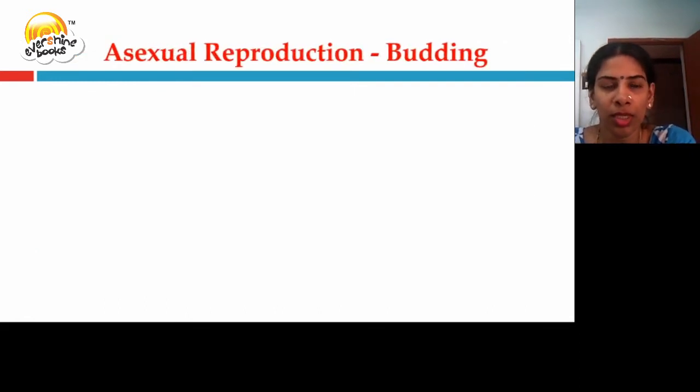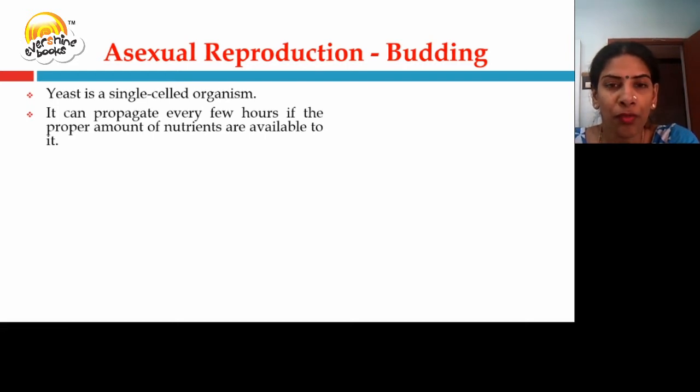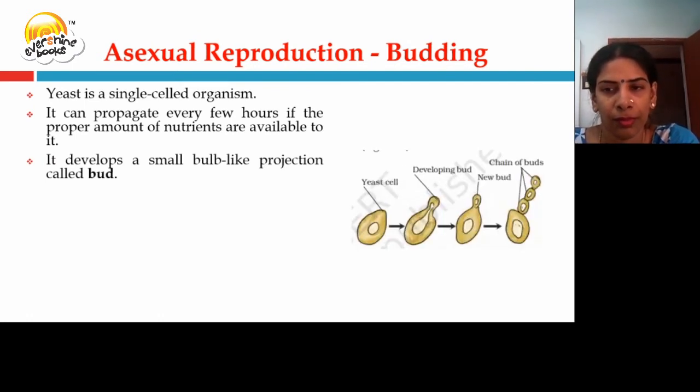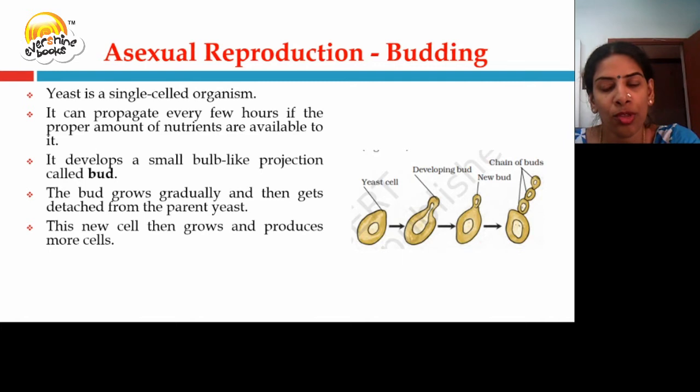Let us now discuss the second mode of reproduction, that is asexual reproduction. Asexual reproduction takes place by budding. We know that yeast is a single-celled organism. It can divide every few hours if you provide it with a proper amount of nutrients. It develops a small bulb-like projection called a bud. The buds grow gradually and then get detached from the parent yeast. This new cell then grows and produces more cells.